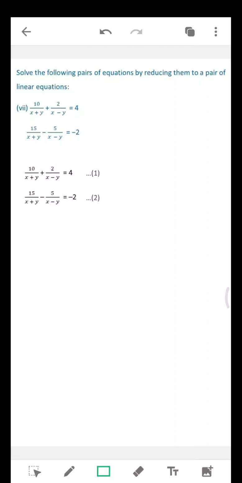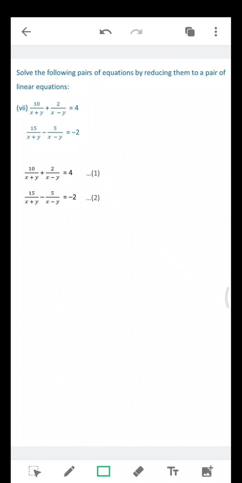Welcome back everyone. In today's session we are going to see 7th and 8th bit of question number 1. So continuing with the same concept of assuming and simplifying equations to find the value of x and y.